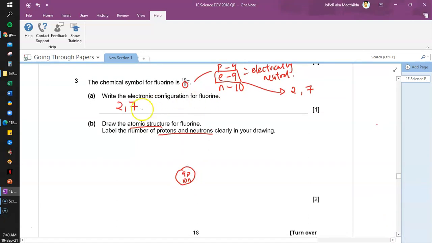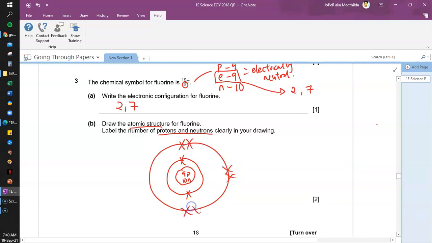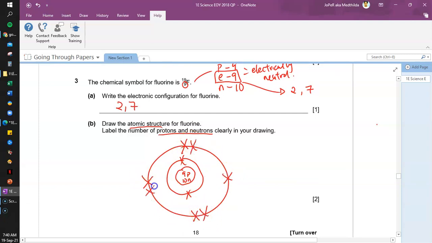Next, because the electronic configuration is 2 and 7, I will have one shell here with 2 electrons and another shell here with 7 electrons. Typically, you shouldn't draw electrons like this. You should actually do up, down, left, right. So let's say I draw properly, in the correct sequence. 7 electrons: 1, 2, 3, 4, 5, 6, 7.